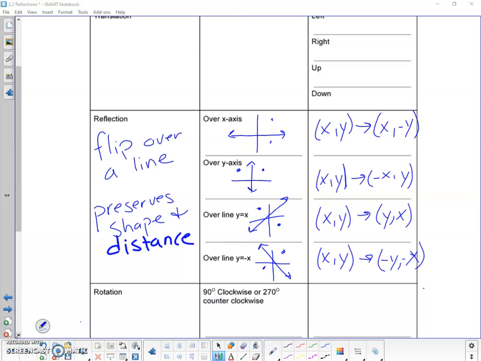So the rules, this is what we figured out when we were doing those. If it flips over the x-axis, my x-coordinate stays the same, but my y, I change the sign. So if it was positive, it becomes negative. If it was negative, it becomes positive. Same thing for the y-axis: the y stays the same, but the x changes signs. Over the line y equals x, we flip-flop our coordinates, and over y equals negative x, we flip-flop our coordinates and change signs.